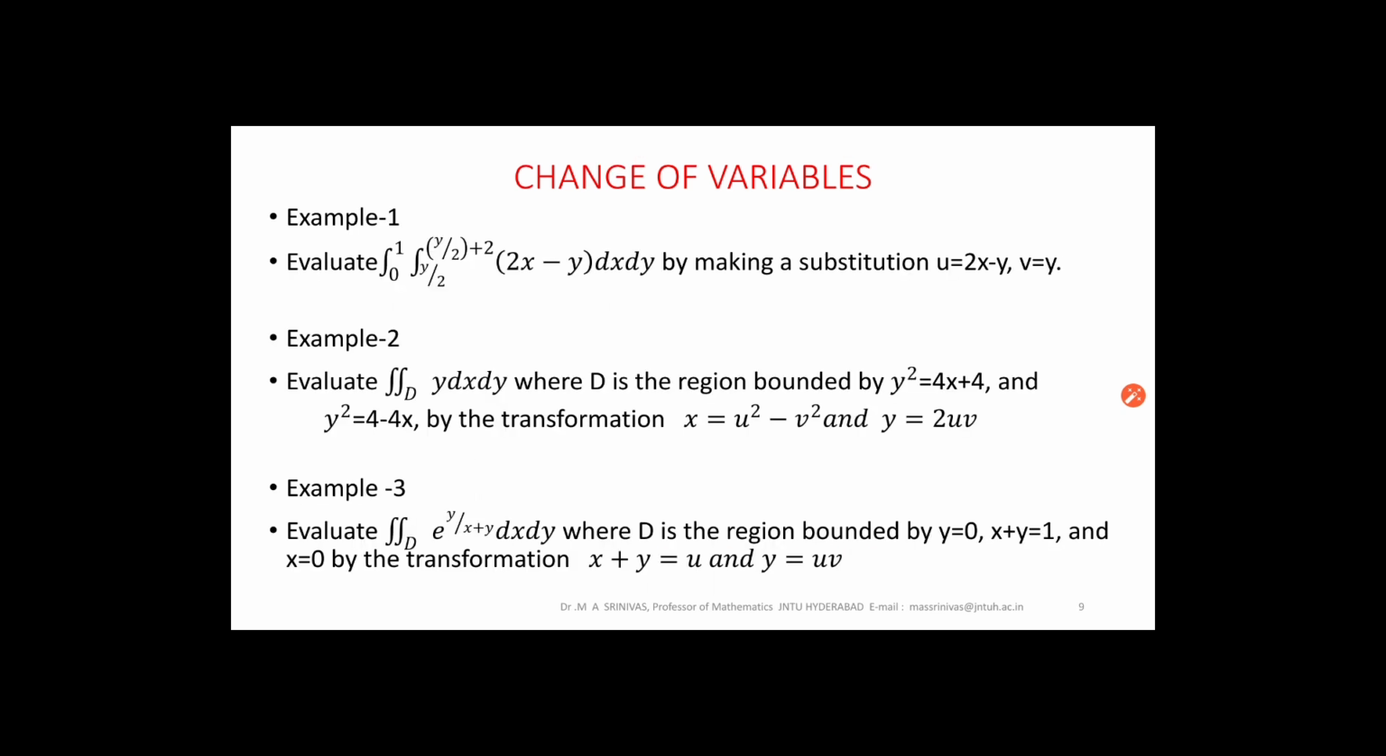Now, to understand this concept easily, I am solving some problems here. Evaluate the integral from 0 to 1, integral from y by 2 to y by 2 plus 2, of 2x minus y dx dy. By using this, you need to make the substitution u equal to 2x minus y and v equal to y. This is what the problem is. Okay, let us evaluate this.